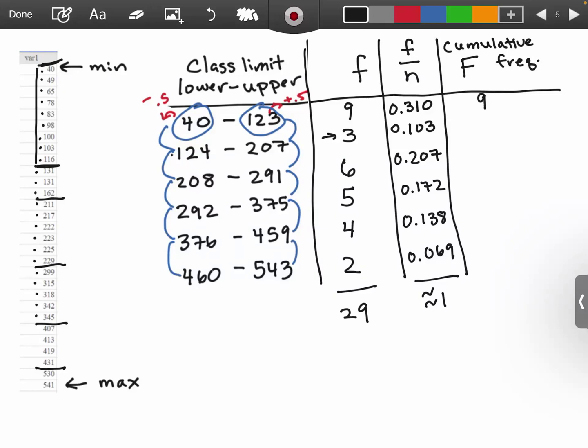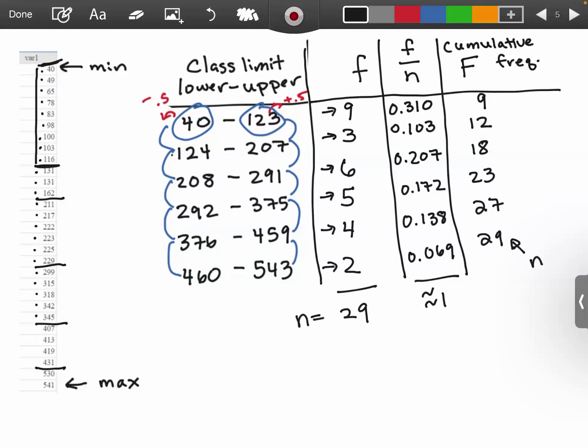So how many are in that class or a lower class? Well, that would be 9 that already happened, plus the additional 3. So 9 plus 3 is 12. Next, we're going to add another 6 to that. That gives you 18. Add another 5 to that. That gives you 23. Add another 4 to that. That gives you 27. Add another 2. That gives you 29. This last number here is always just going to be our sample size.